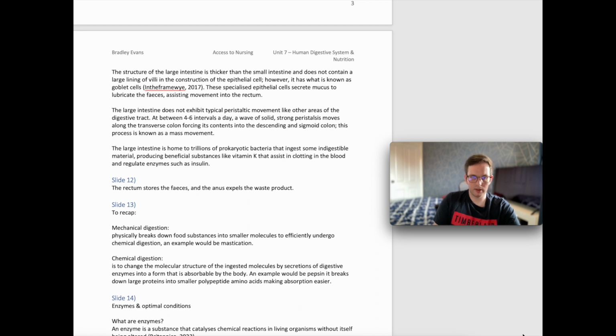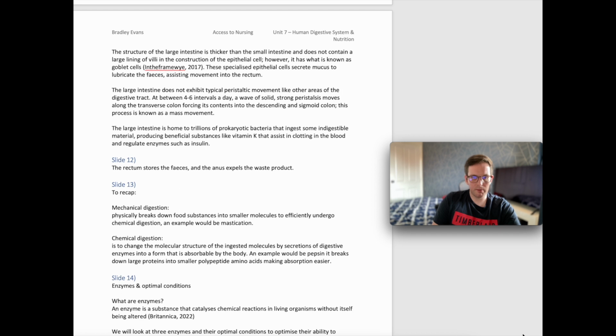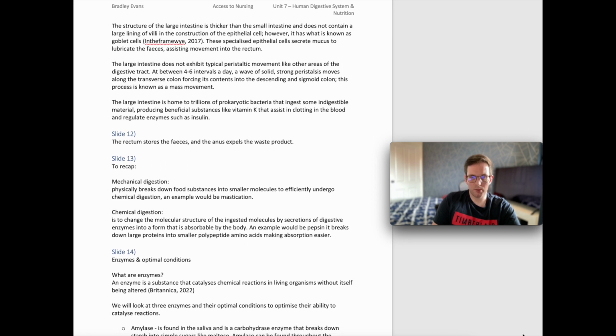I then go on to slide 12, where the rectum stores feces and the anus expels the waste product. I then go on to slide 13. To recap, mechanical digestion physically breaks down food substances into smaller molecules to effectively undergo chemical digestion. An example of this is mastication.